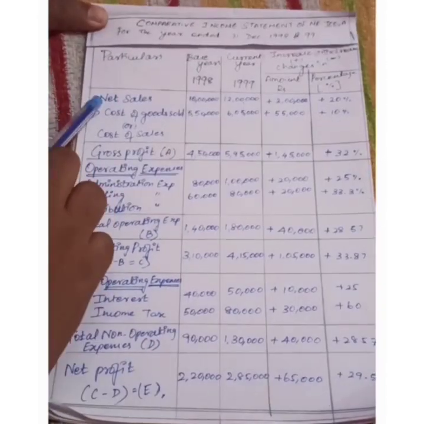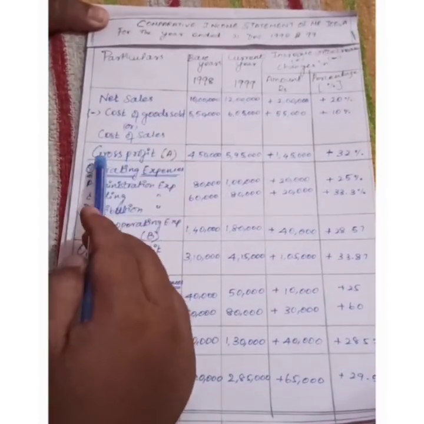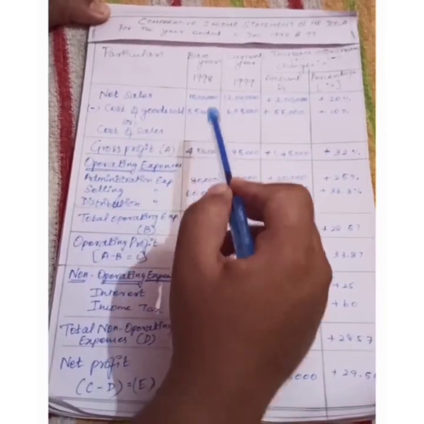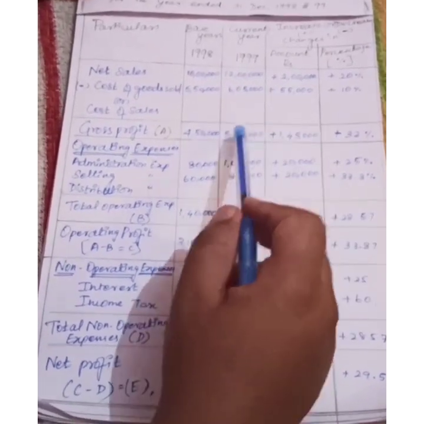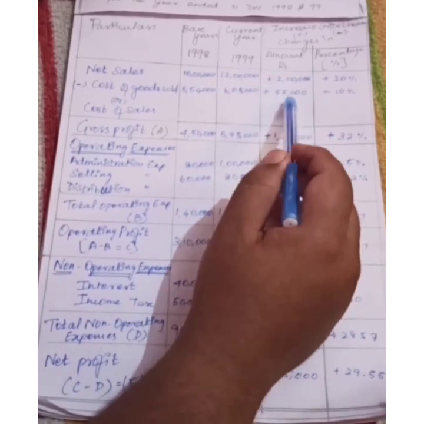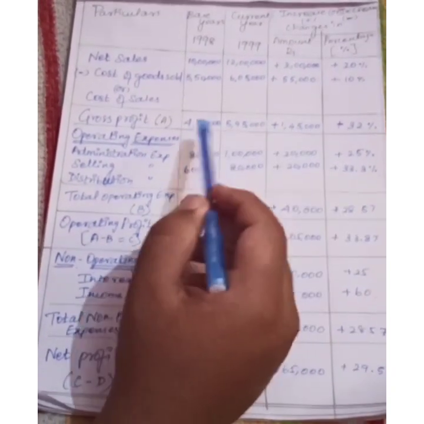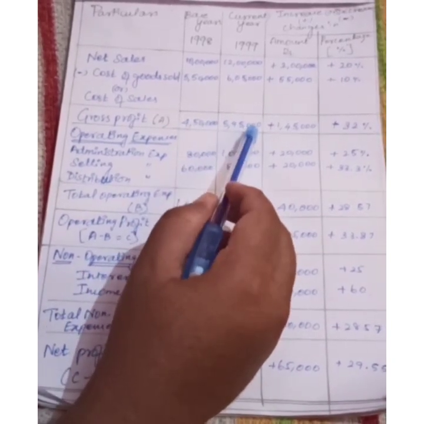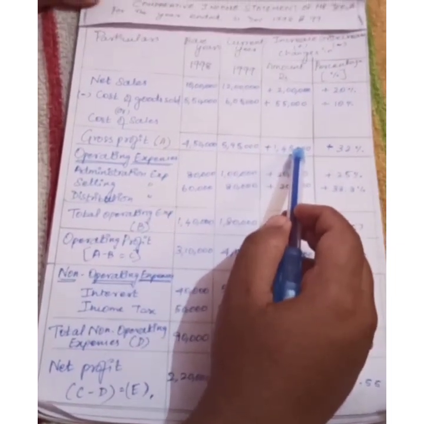Now net sales minus cost of goods sold, I am getting gross profit. Okay, 10 lakh minus 5,50,000, I get 4,50,000. 12 lakh minus 6,05,000, I get 5,95,000. You don't subtract these columns. Just write the difference here. Okay, 4,50,000 and 5,95,000. The difference is an increase of plus 1,45,000.